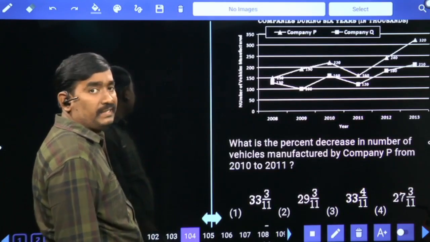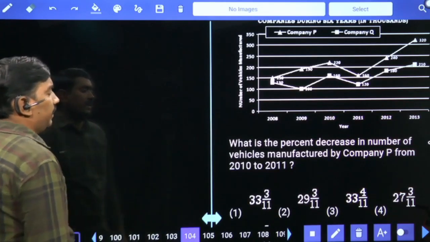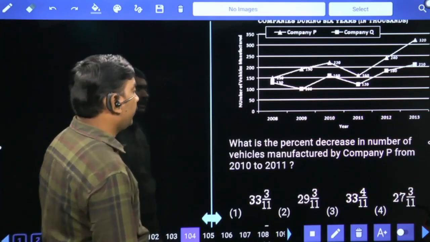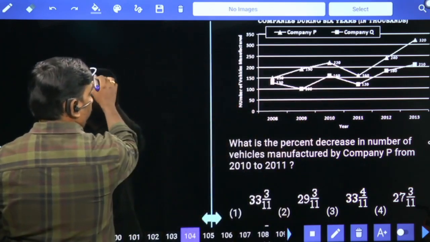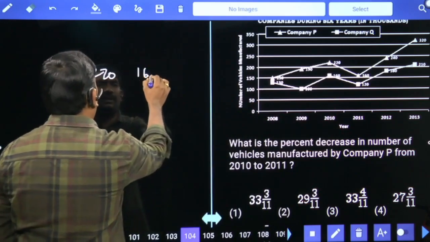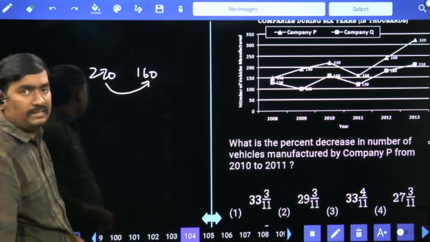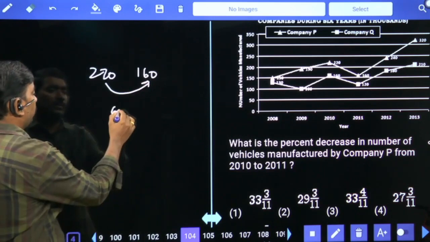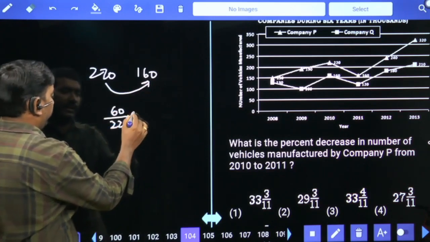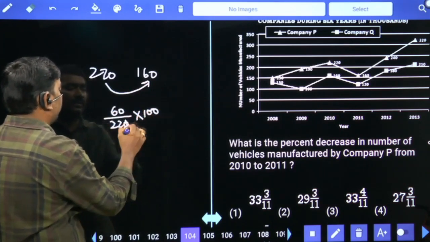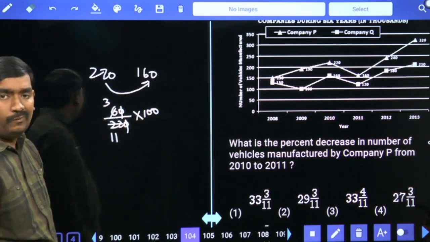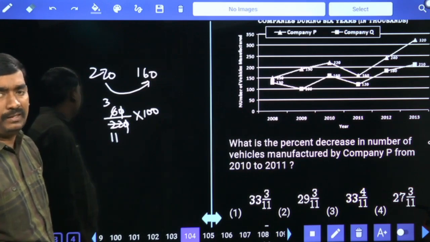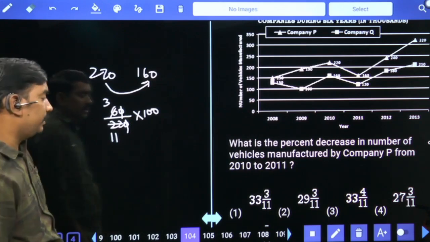What is the percentage decrease in the number of vehicles manufactured by Company P from 10 to 11? Company P 2010 220, 2011 160. Percentage decrease means difference by more value. 60 by 220 into 100. 2 3s are 6, 2 11s are 22, 3 by 11. 1 by 11 means 9 1 by 11. 3 by 11 means 27 3 by 11.